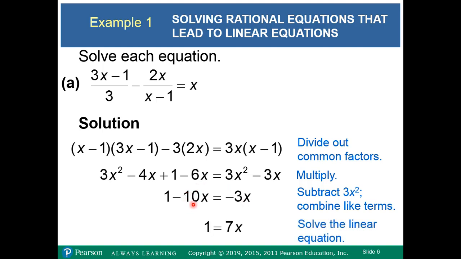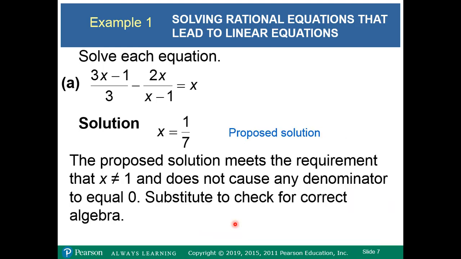And then, of course, we move this over here, and that gives us 7x, and that gives us a 1. So we get 1 equals 7 times x, and we get x is equal to 1/7. And this is the proposed solution. So it's not 1, so it's not in the restricted domain. It meets the requirement of not being equal to 1 and does not cause any denominator to equal 0. So now we want to substitute this in just to check for correct algebra, just to make sure we didn't make any mistakes. And the solution set is equal to 1/7.